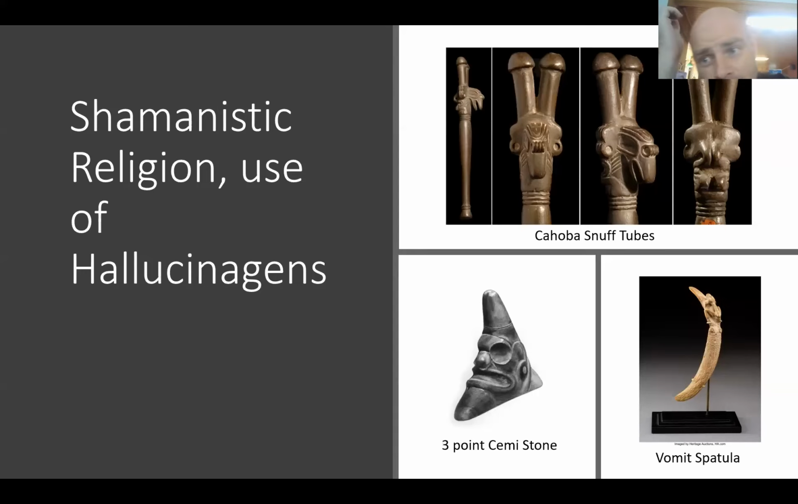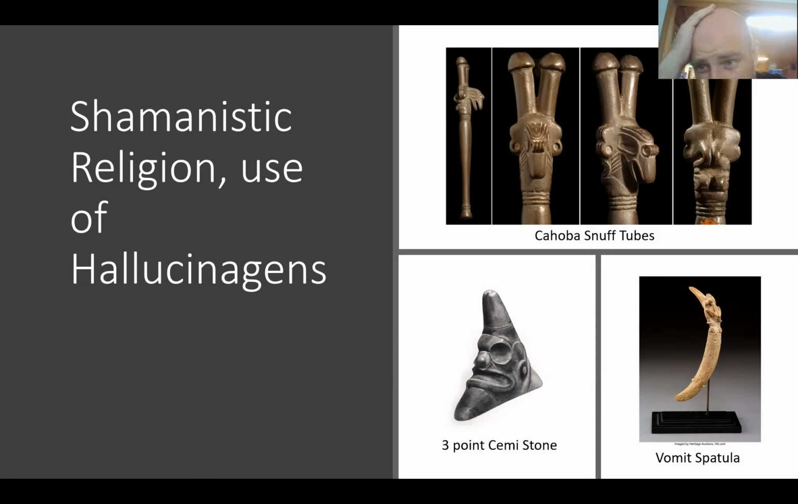Now, a big part of the religion of Taino peoples centered around shamanism and the use of hallucinogens to commune with the gods. And so we find all kinds of drug paraphernalia. The specific drug they used is called cahoba. It's a plant that was mixed with tobacco to make a snuff. We find what are referred to as snuff tubes, where you would inhale the snuff. The use of this snuff made you feel sick, and so they have these artifacts called vomiting spatulas that you'd literally put down your throat. It would make you vomit.